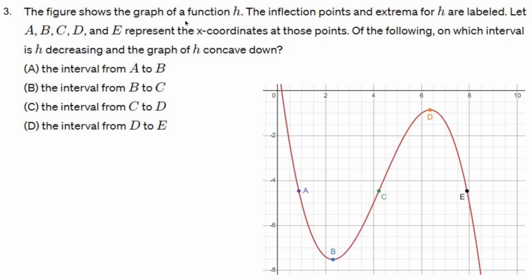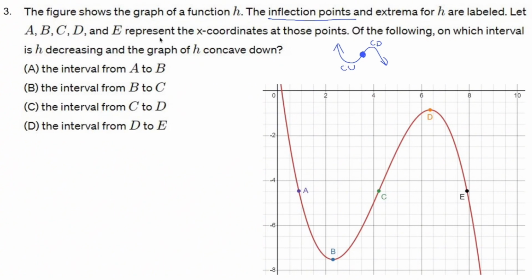The figure shows the graph of a function h. The inflection points, and if you're wondering what an inflection point is, it's where the graph changes concavity. So you're concave up, you're concave down, and you're where it changes from up to down, or vice versa, it could change from down to up. Doesn't really matter. I just drew this picture because it looks like that.